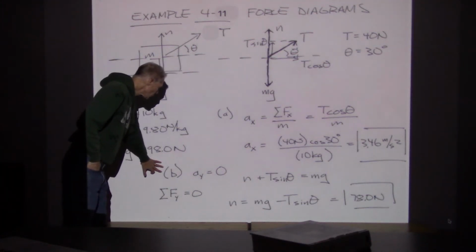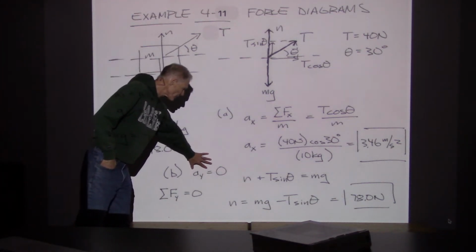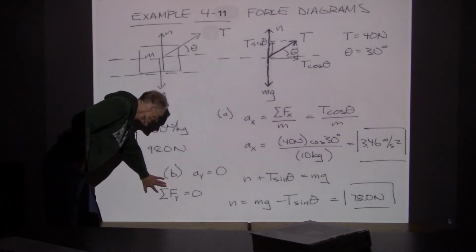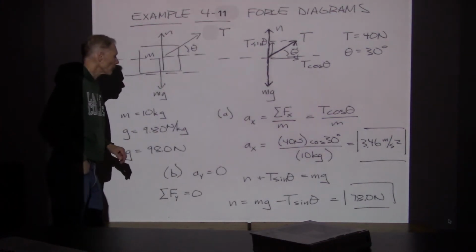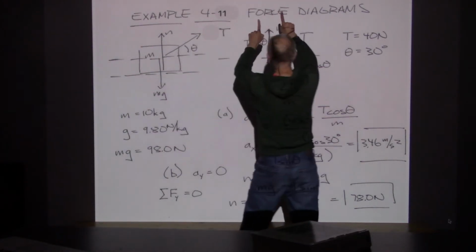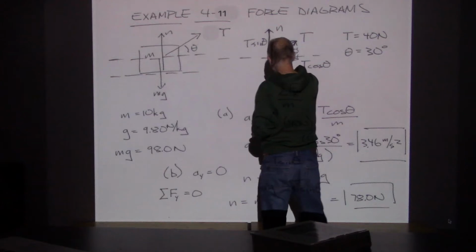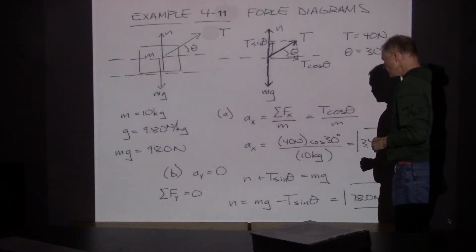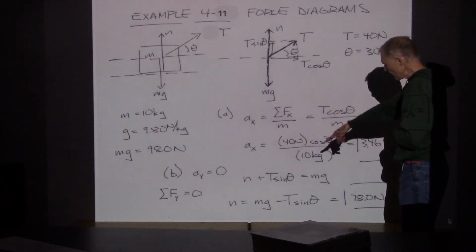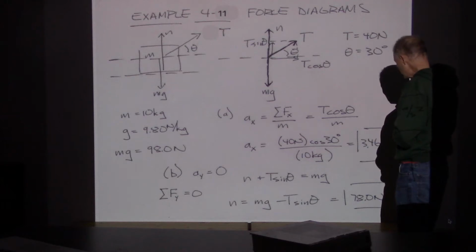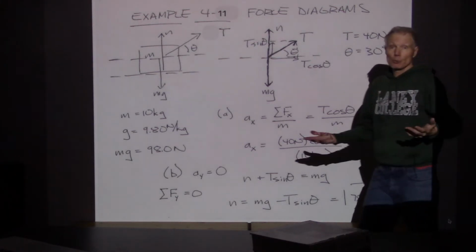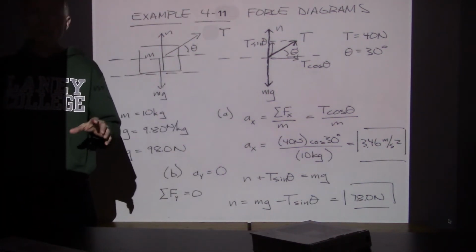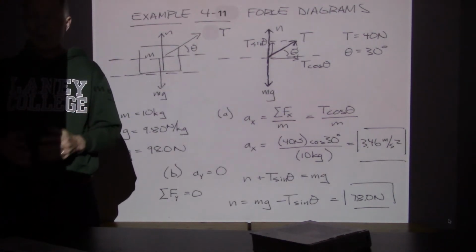For part B, we're going to start by assuming it doesn't come off the surface. There's no acceleration in the y direction. So if that's the case, then the forces in the y direction add up to be 0. That means I can take all of the vertical forces up and set them equal to all the vertical forces that are down. That's N plus T sine theta equals mg. And that tells me that the value of N would be mg, but reduced by T sine theta, and that leaves us with 78 newtons. So the normal force is different. That's interesting.